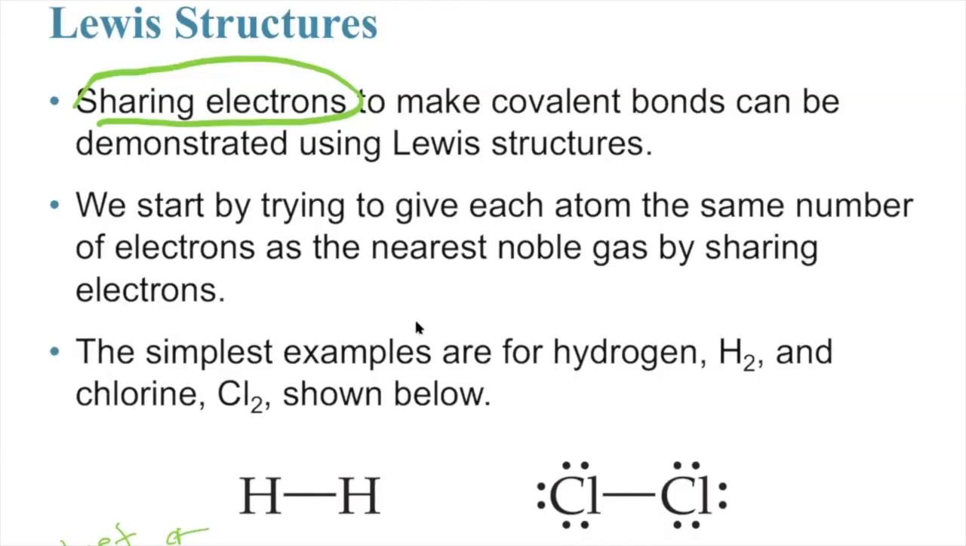Sometimes the electrons that are being shared are represented by a line, which is the preferred way. These electrons are bonding, so they are called bonding electrons, or a bonding pair of electrons.